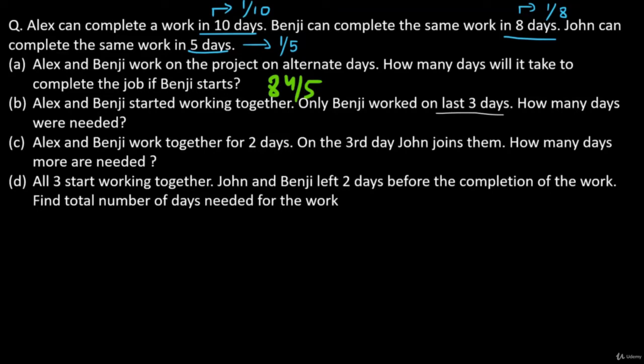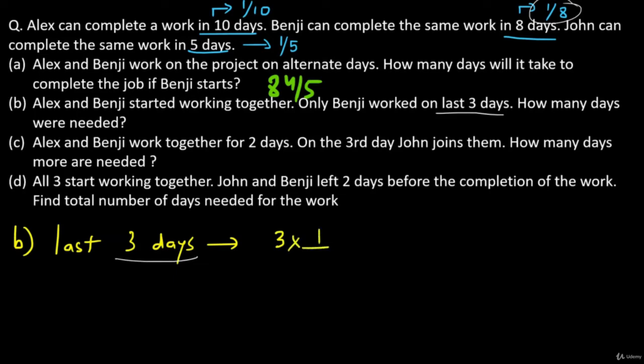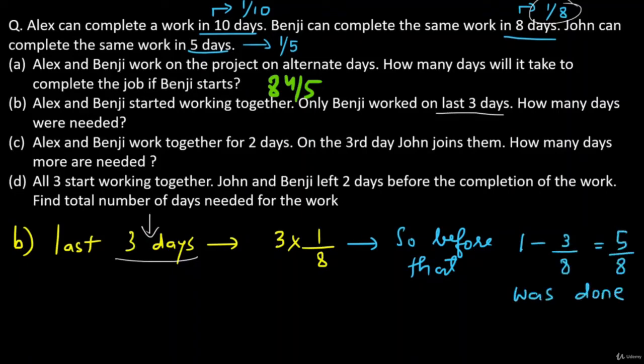Let's do it together. Now it's given that on the last 3 days, only Benji worked, and Benji completes 1/8 of the work in one day. So in 3 days, he would complete 3 into 1/8 of the work, right? So before the last 3 days happened, how much of the work should have been completed? That would be 1 minus 3/8, which is equal to 5/8, right? So 5/8 of the work was done by Alex and Benji together.